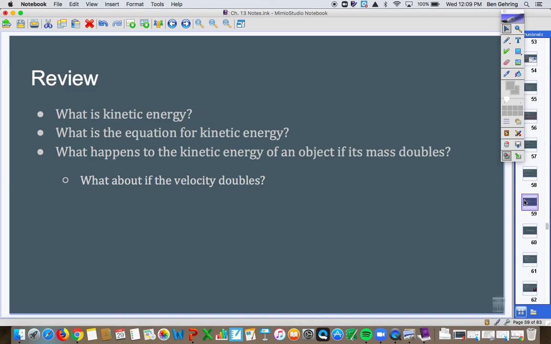What will happen to the kinetic energy if the mass doubles? Second question, what if the velocity doubles? What happens to my kinetic energy?